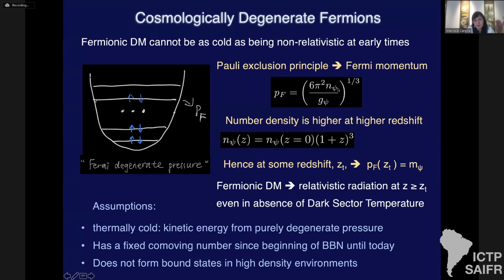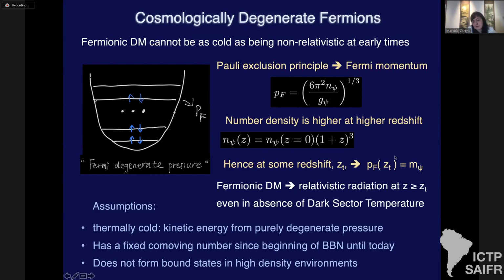And so this is a Fermi momentum, and this in fact implies that I need some large Fermi momentum, which evolves like the number density. If the number of particles per co-moving volume is a constant, then the number density is higher at higher redshift. And at some redshift, the one that we call already CT, this Fermi momentum is of the order of the mass of the fermion, and this is when the particle becomes relativistic.